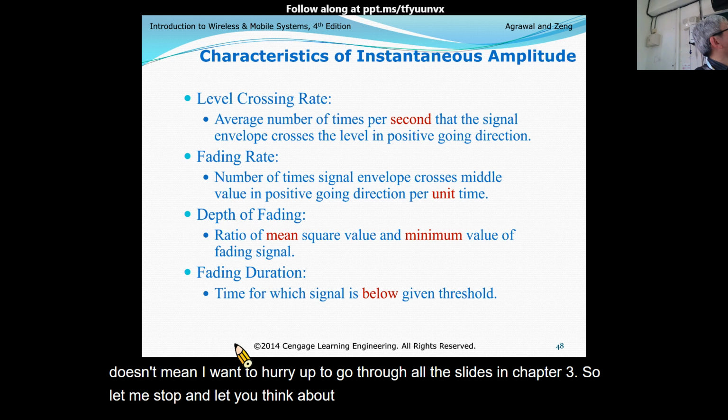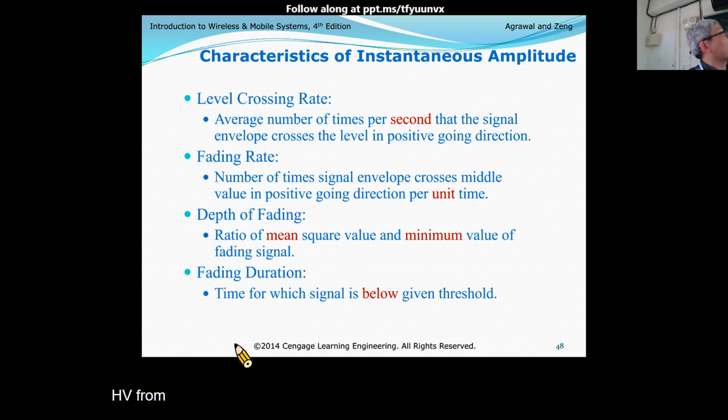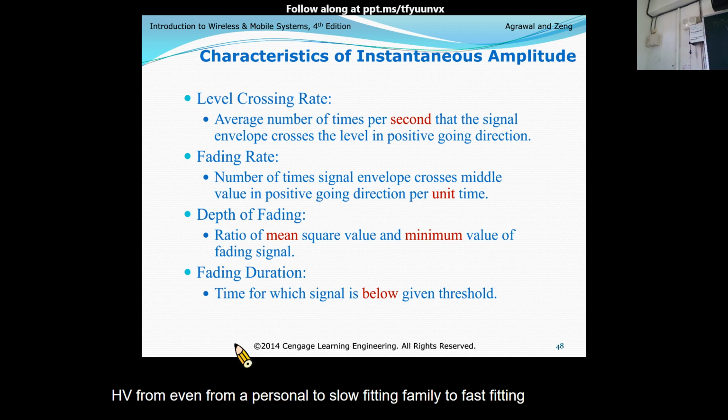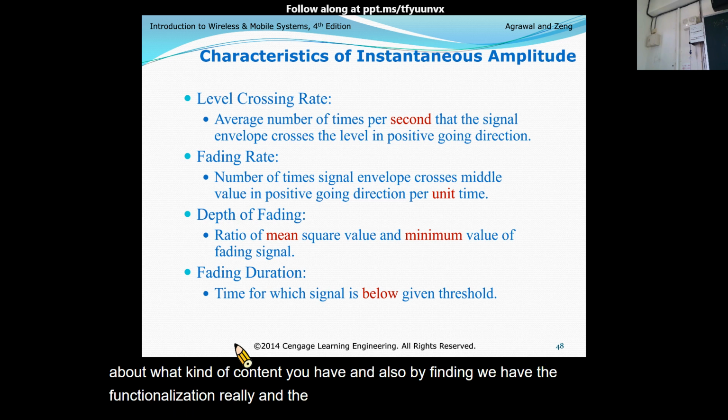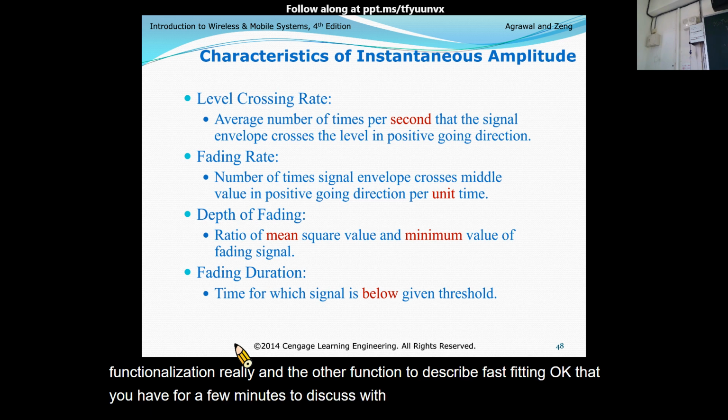Fading goes from path loss to slow fading, and finally to fast fading. So think about what kind of content you have, and also why finally we have the Rayleigh function and the other function to describe fast fading. Okay, you have 3 minutes to discuss with your neighbors. Go and check it.